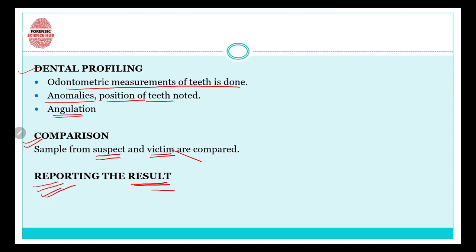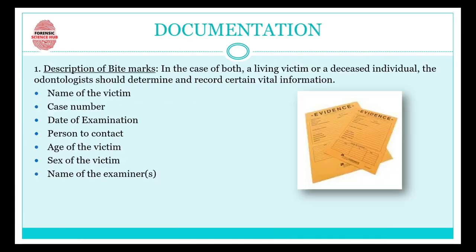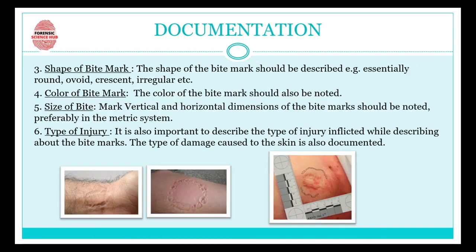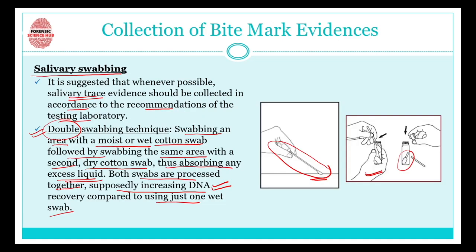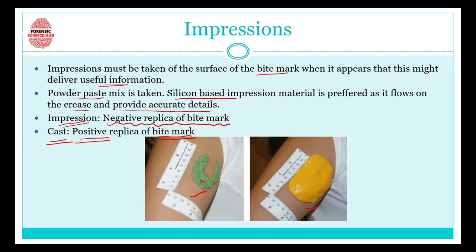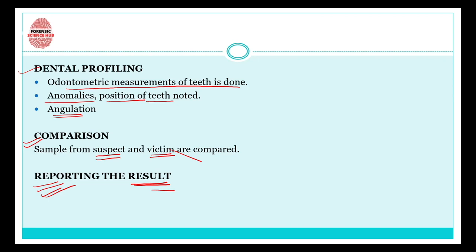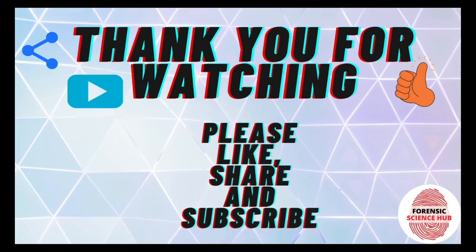So these are all the steps. First, documentation is done, which includes description of the bite mark: location, shape, color, size, type of injury. Then photography is done, sketching is done, then collection of the bite mark is done, both from the suspect as well as from the victim, in which we use the double swabbing technique. Then if required, impressions are made and dental profiling is done. Then comparison of the sample from suspect and victim is done, and then the results are reported. So this was all about the bite mark analysis process. I hope you understood everything.